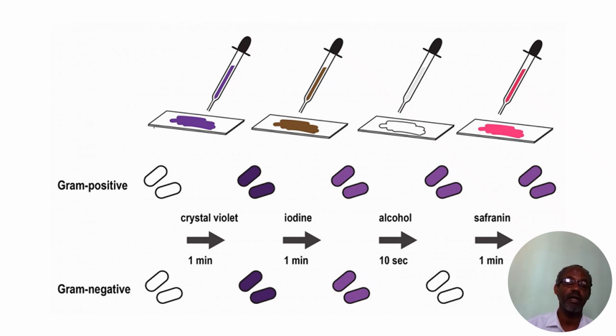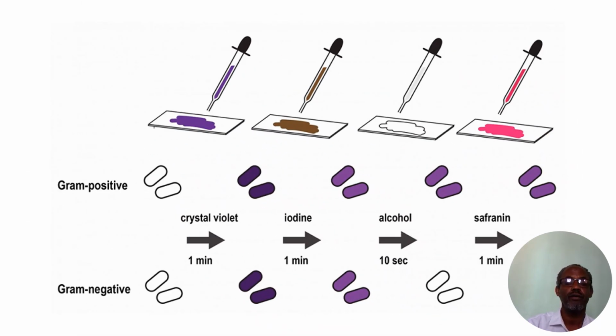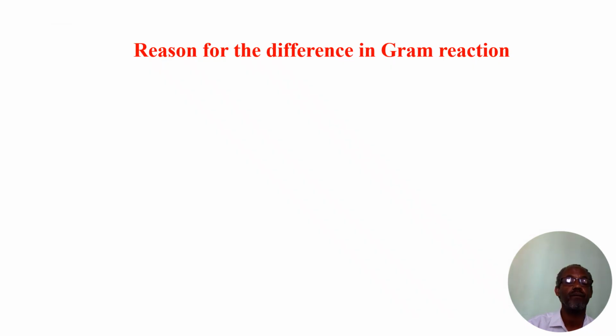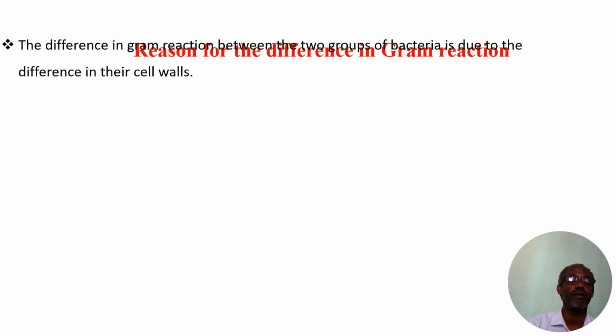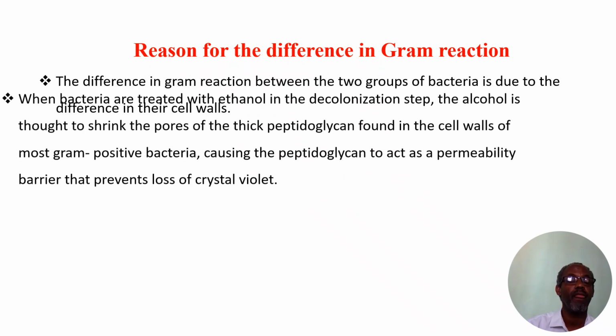They remove the primary stain and take up the secondary stain. You can see, of course, when I rotate it, you have seen the pink color. Reason for the difference in gram reaction. I have told you the reason is the cell wall difference, you see. The difference in gram reaction between the two groups of bacteria is due to the difference in their cell wall.